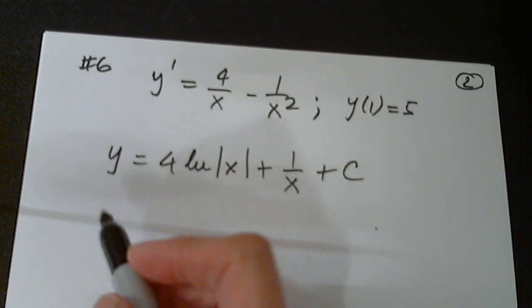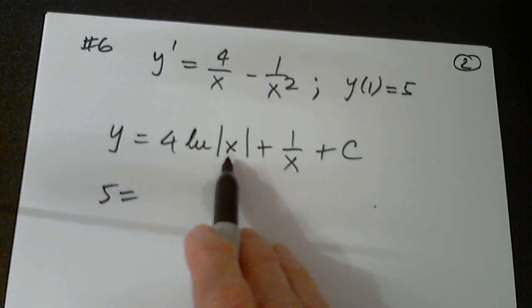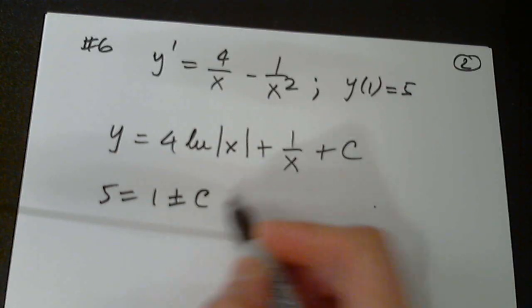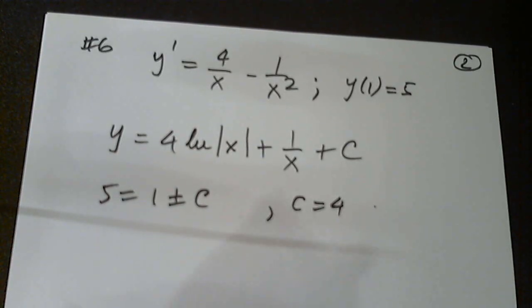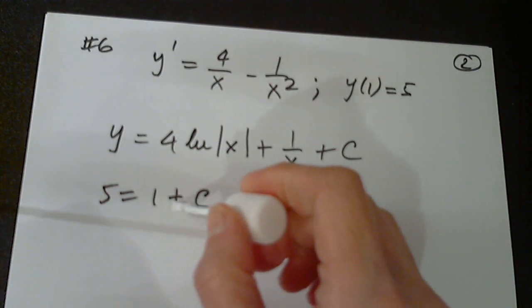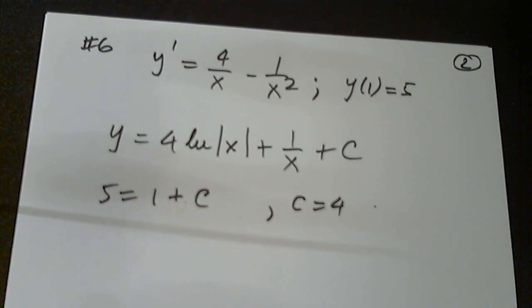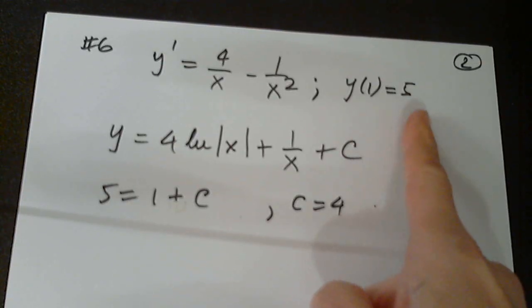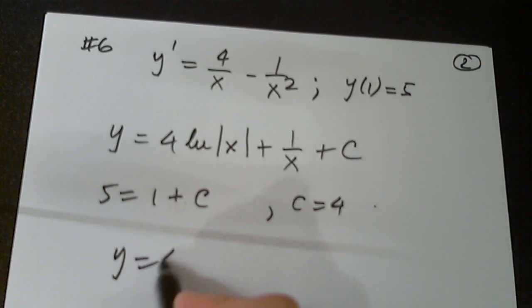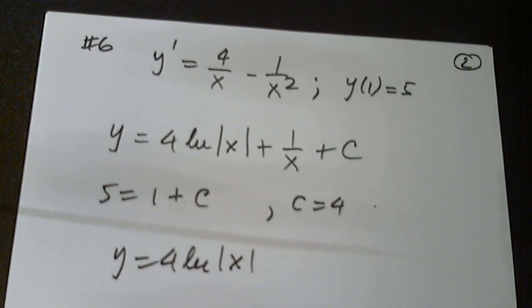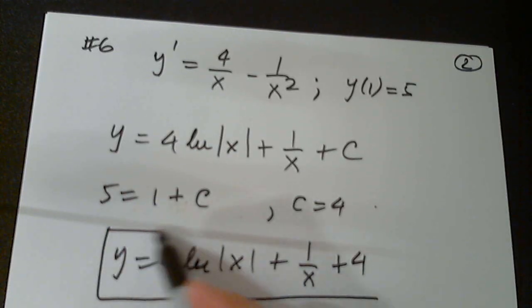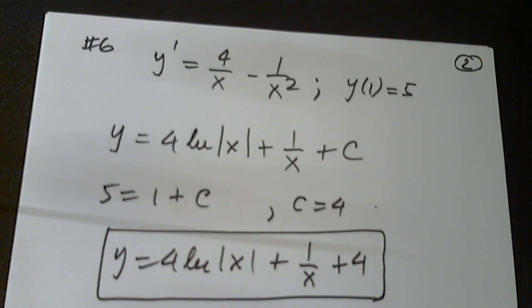So now they're telling us that y is 5 when x is 1. So this is 0, and this is 1. And, oops, I didn't mean that, plus c. So therefore, c must be 4. So now we have the solution and the unique function whose derivative is this and passes through the point (1, 5). So then y equals 4 natural log of the absolute value of x plus 1 over x plus a constant that now was determined specifically to be 4.